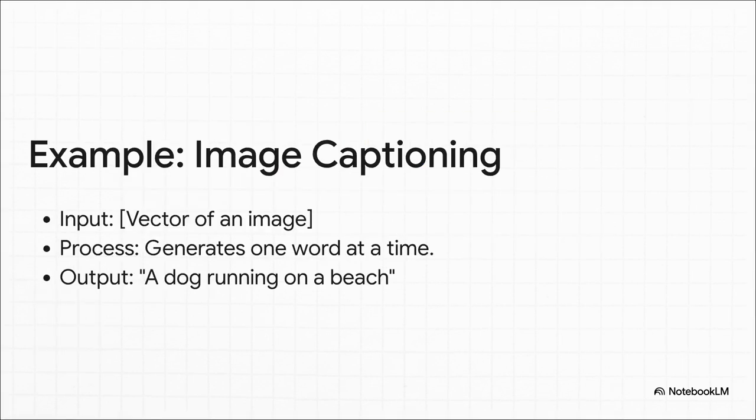Image captioning is a fantastic example. The network sees an image just one time. That's the one input. Then it starts generating the caption, word by word. It might generate "A," then it feeds "A" back in to generate "dog," then feeds "dog" in to generate "running," and so on. Each word it writes helps it decide on the next one.